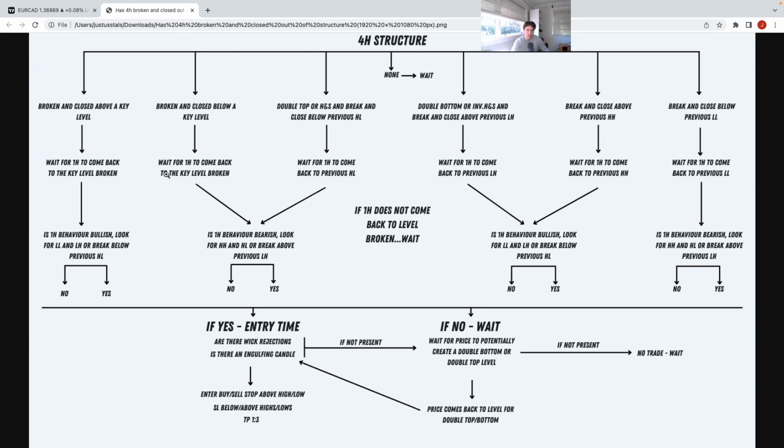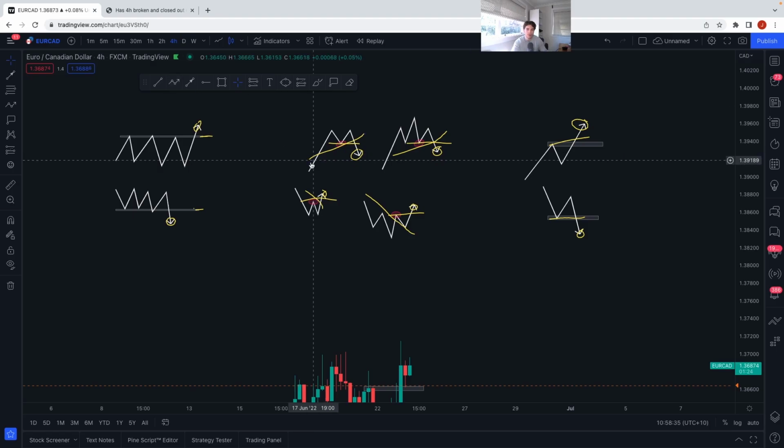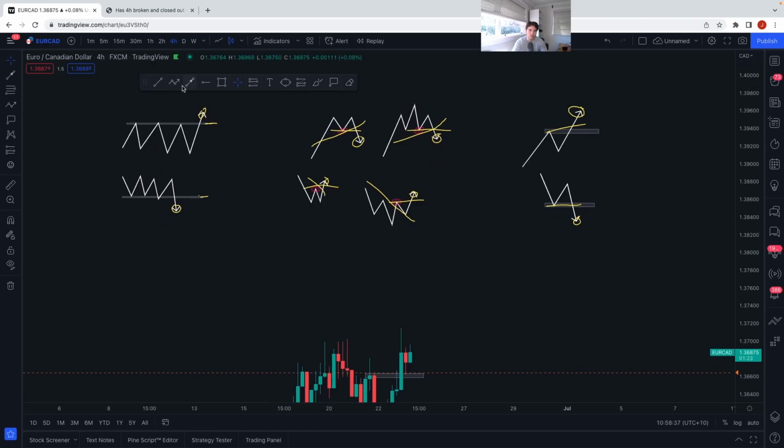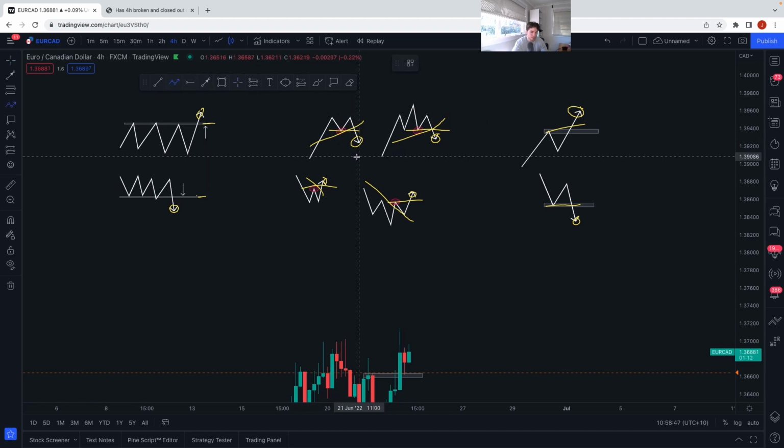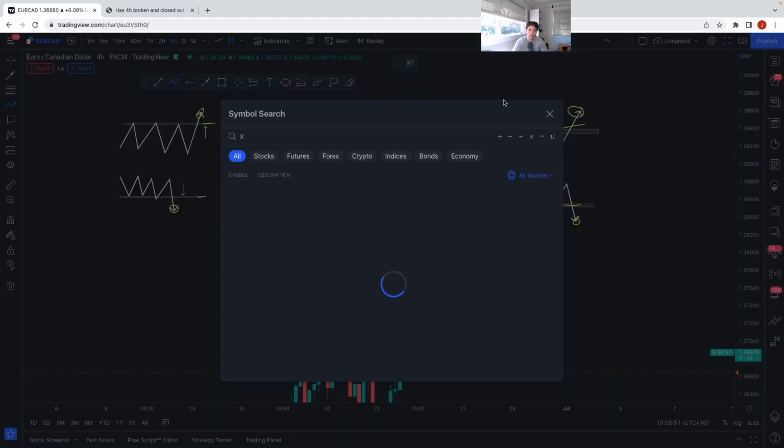Okay, so we can see the next step. Wait for the 1 hour to come back to the key level broken: previous higher low, previous lower low, lower high, higher high, lower low. That's the next step. All we got to do is wait for the 1 hour to push back to this key level, and this key level. Let me just draw this out a bit better. Pardon me.